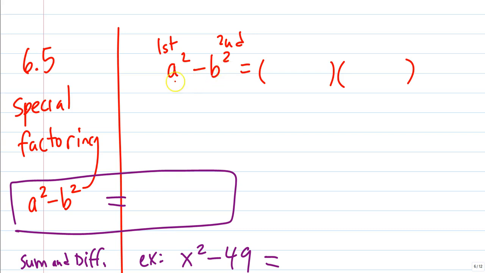I can factor this by going, first, look at the a squared. What multiplies to make a squared? Well, how about a times a? Second, this is kind of the term at the end, what multiplies to make b squared? Well, b times b. But our third step is to check the middle, and there is no middle term here, right? So it's almost like there's a 0 in the middle. There's nothing in the middle.